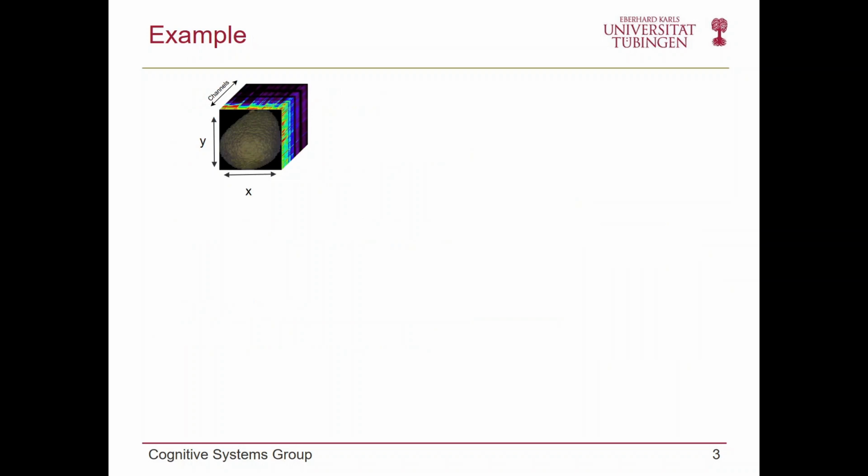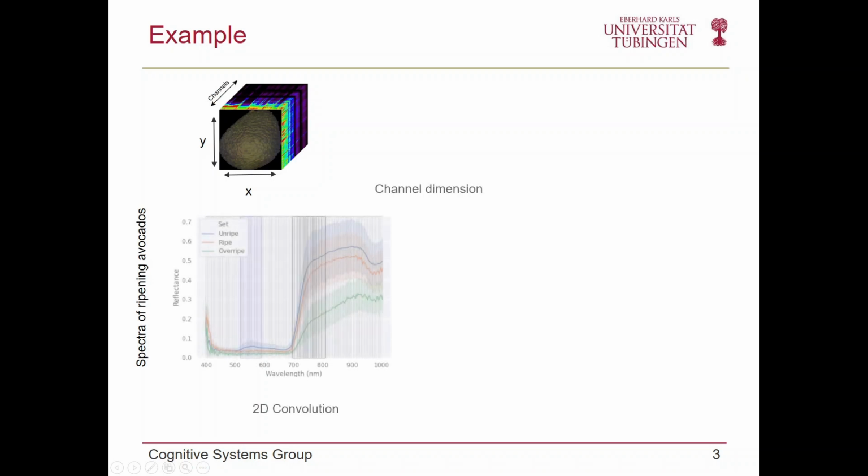Let's look at an example. Here at the top we can see a hyperspectral cube. The difference to normal RGB images is the larger number of channels. Here at the bottom we can see a normal 2D convolution, which is here used for the classification of ripening avocados. We can see that one range which is, for example, important for this classification task is the range between 700 and 800 nanometers. We will see here in this range similar features for the channels.